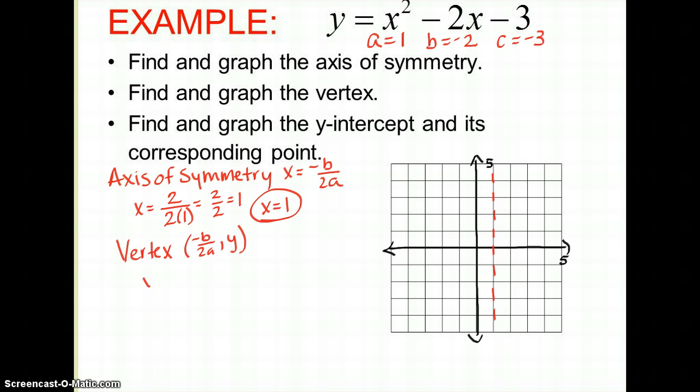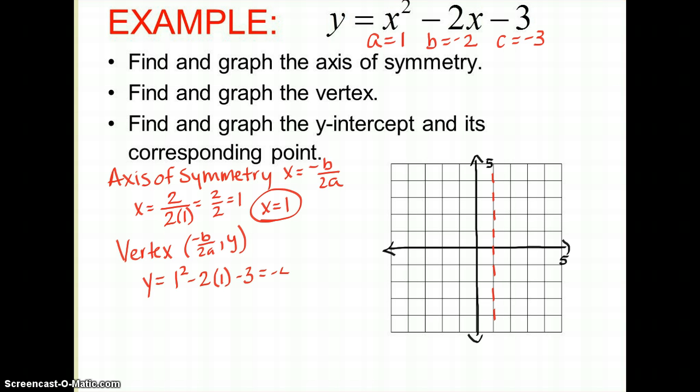To do that, I take my equation, and I got 1 for x, so I'm going to substitute 1 in for x. That makes 1 squared minus 2 times 1 minus 3. If I calculate that out, that's going to be 1 minus 2 minus 3.